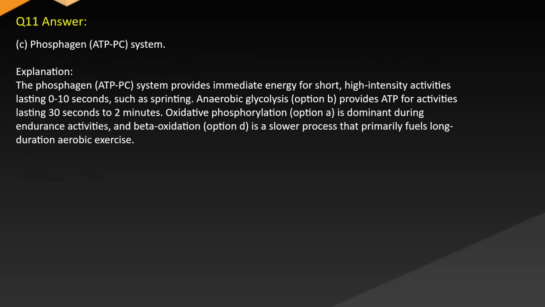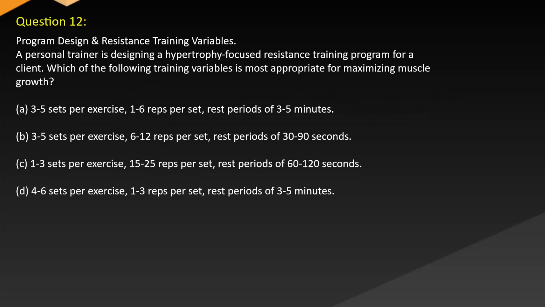Answer C. Phosphagon ATP-PC system. Explanation. The phosphagon ATP-PC system provides immediate energy for short, high-intensity activities lasting 0 to 10 seconds, such as sprinting. Anaerobic glycolysis, option B, provides ATP for activities lasting 30 seconds to 2 minutes. Oxidative phosphorylation, option A, is dominant during endurance activities, and beta oxidation, option D, is a slow process that primarily fuels long-duration aerobic exercise. Question 12.